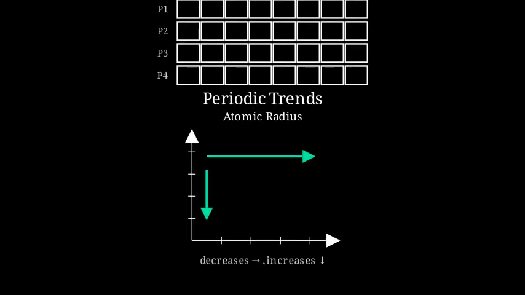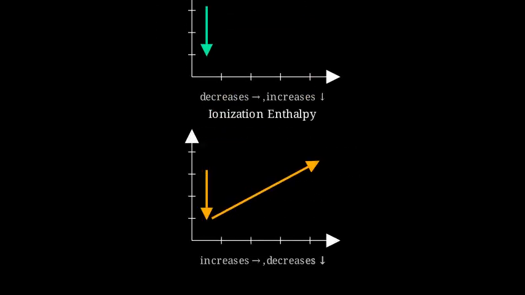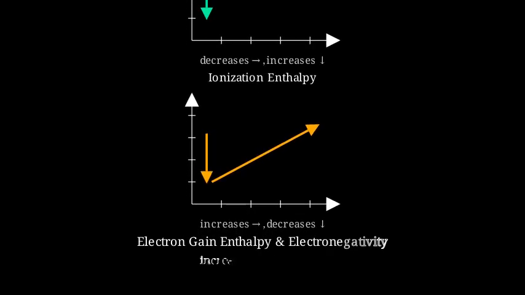Ionization enthalpy generally increases across a period because electrons are held more tightly. It decreases down a group because electrons are farther from the nucleus. Electron gain enthalpy and electronegativity also tend to increase across a period and decrease down a group. This reflects a stronger attraction for electrons across a period.